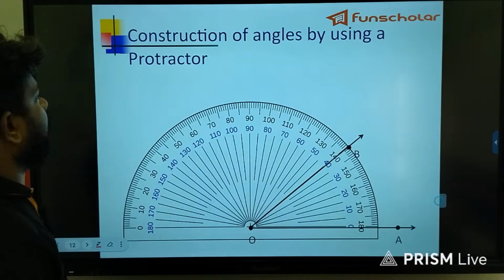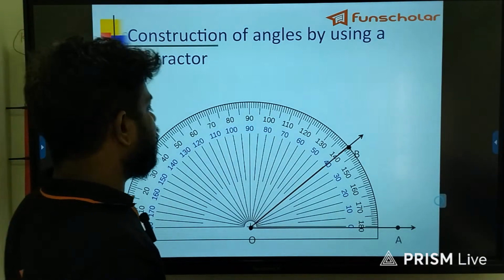The next one: construction of angles by using a protractor.